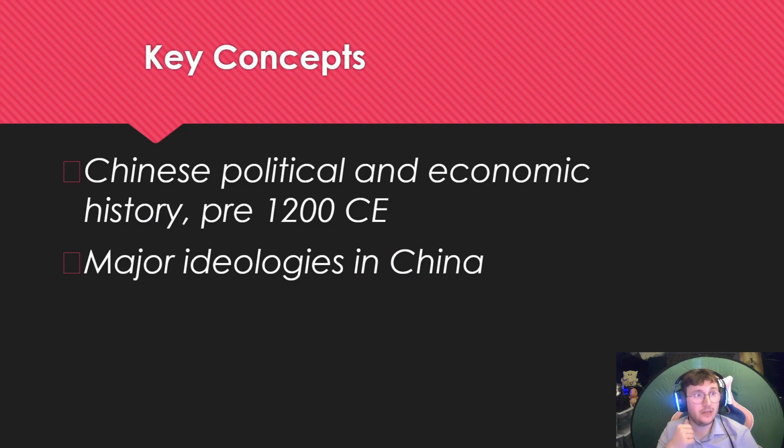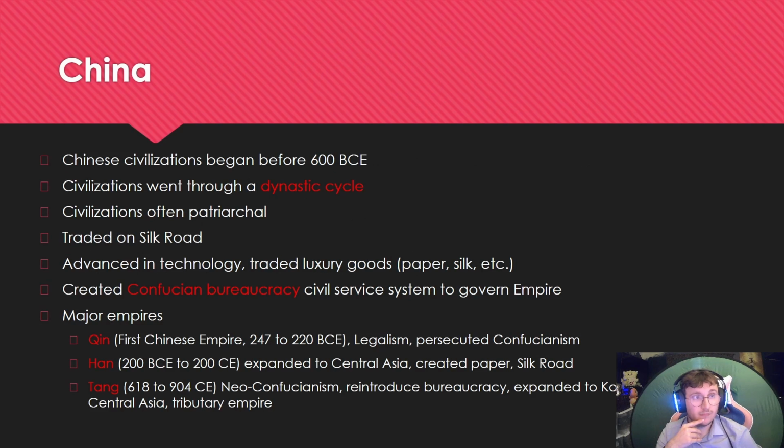So our key concepts today are going to be the Chinese political and economic history pre-1200 and the main ideologies in China. So most Chinese civilizations begin before 600 BCE, and these civilizations go through a dynastic cycle, which means that there's going to be a cycle that all of these civilizations go through, from their rise and creation all the way through to their destruction and new ones put in place. The civilizations are often patriarchal, which is a theme that we're going to see constantly and consistently throughout all of our Chinese discussions.